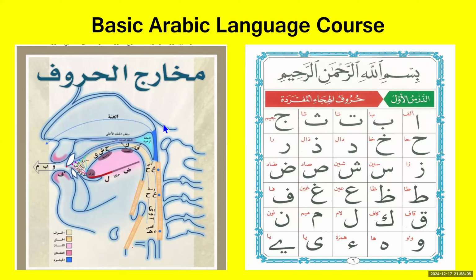Iftikhar Hussain. Alif, ba, ta, sa, jim, ha, kha, dal, zal, ra, za. Very good. Nawaz.